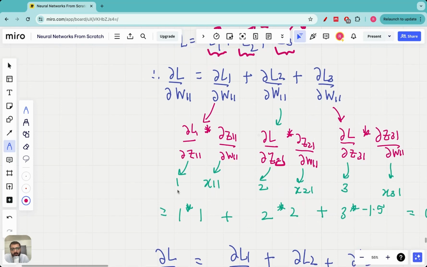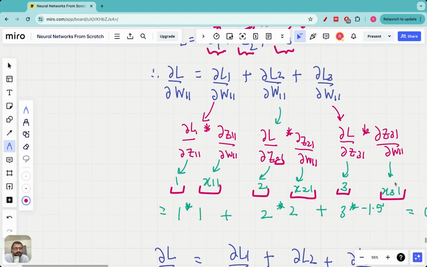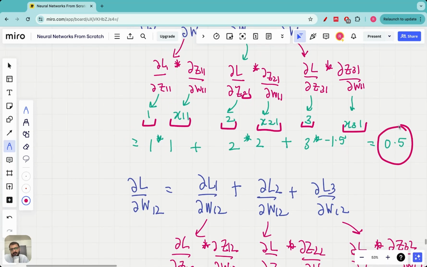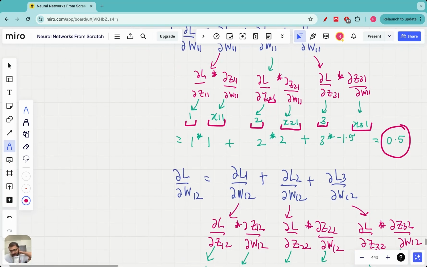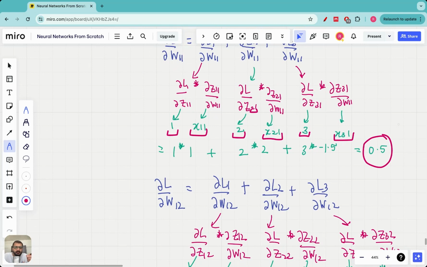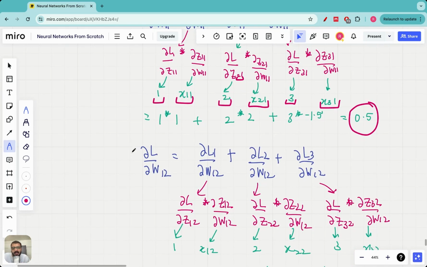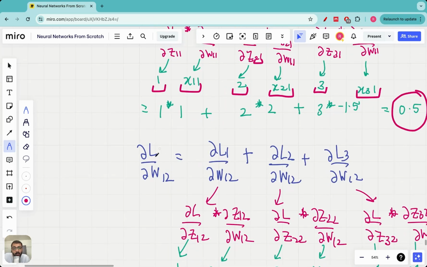So the answer will be 1 into X11 plus 2 into X21 plus 3 into X31. If you multiply this, you will get an answer of 0.5. To consolidate this further, let us do the same thing for the partial derivative of loss with respect to W12.